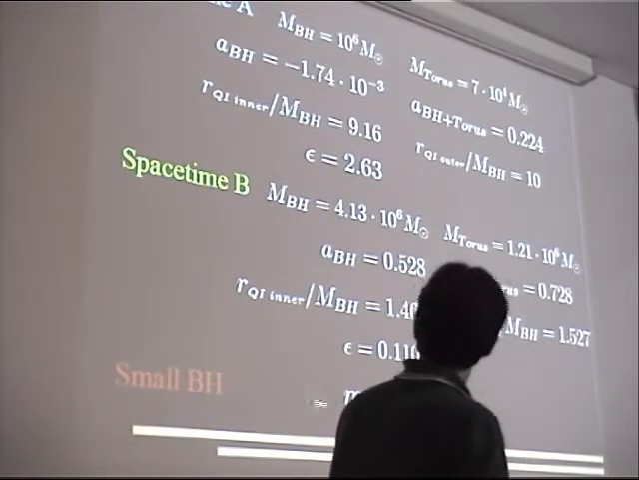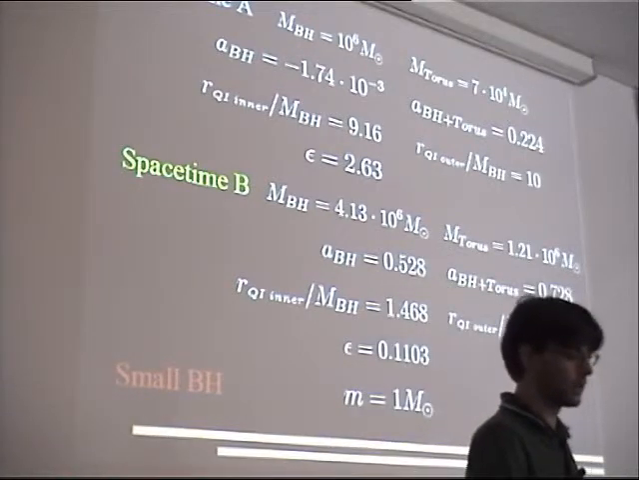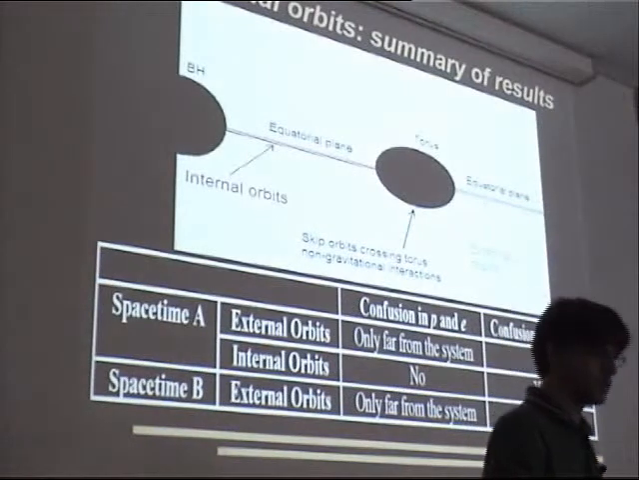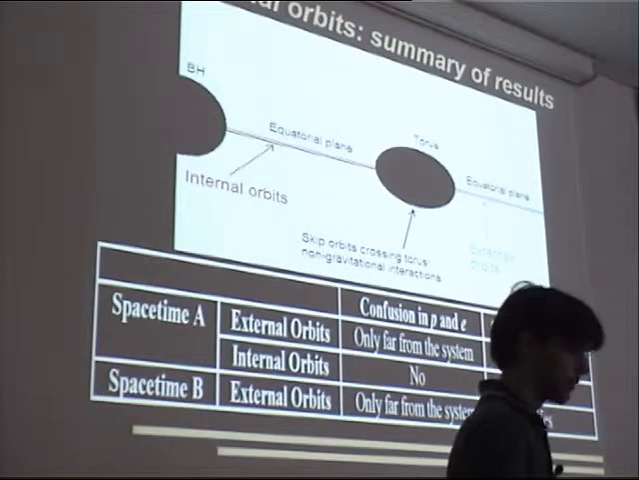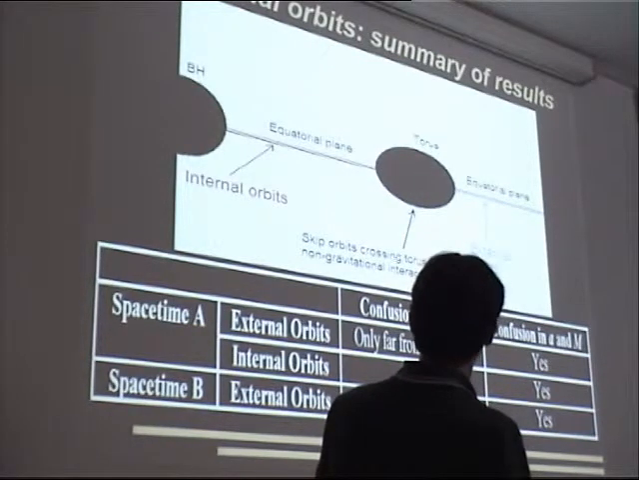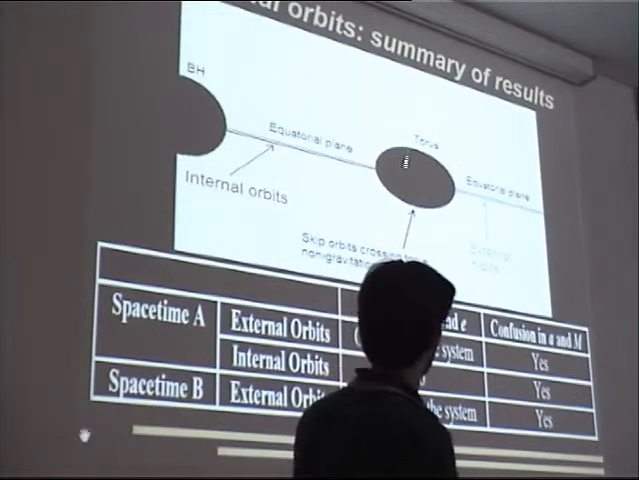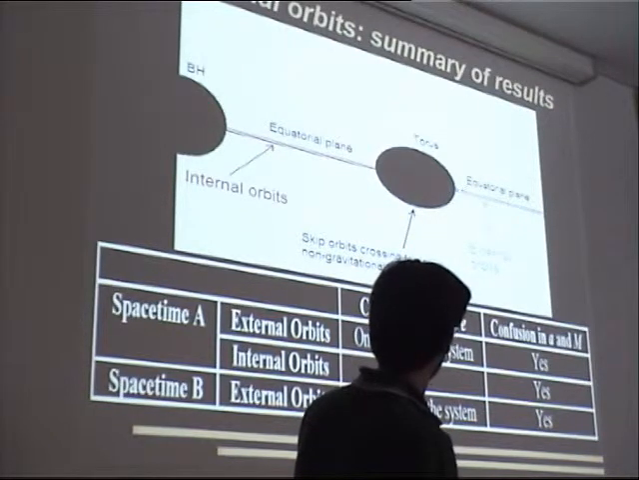What about the small guy? We take a solar mass particle or black hole or whatever you want. I will first present results for equatorial orbits. First of all, we don't want to consider orbits crossing the torus because we would have non-gravitational interaction between matter and the small black hole. I call internal orbits the equatorial orbits between the torus and the black hole, and external orbits the orbits on the equatorial plane, but outside the black hole plus torus system.